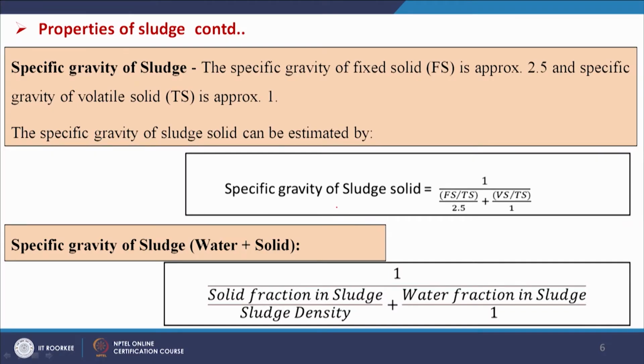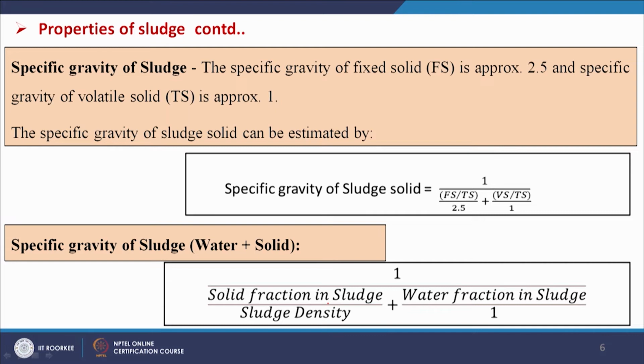Now, we will see some other properties like specific gravity of sludge. Specific gravity is very important: the density of any material divided by the density of the water. So, this is the definition of specific gravity, and in case of sludge the specific gravity can be defined as per this formula. So, what is happening in case of sludge?